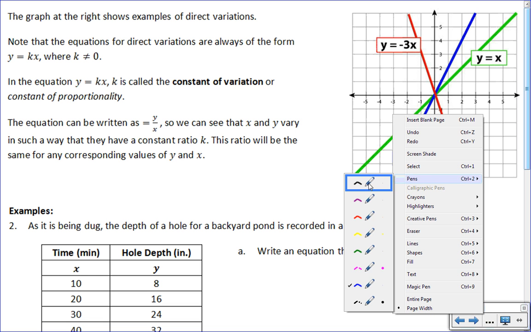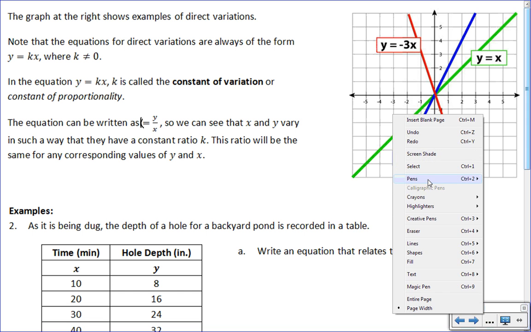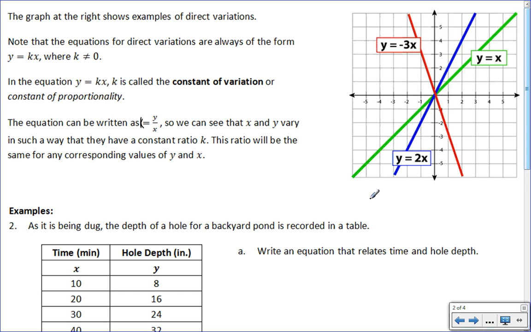I'm missing something here. This should say the equation can be written as k equals y over x. Not sure what happened to that, but that should say k equals y over x. And if you look at the equation, all you're doing to get that is dividing both sides by x to get y over x equals k, which is the same as this.